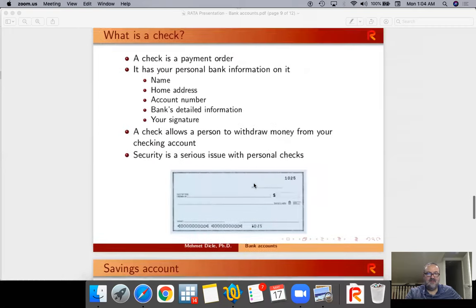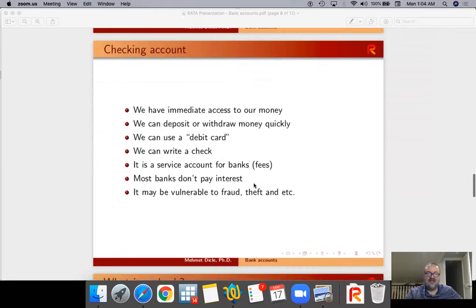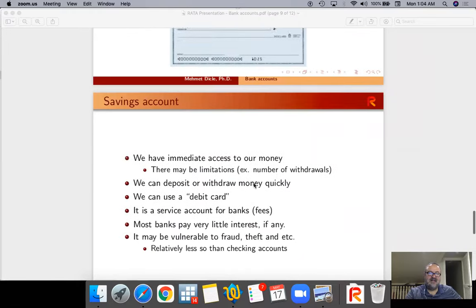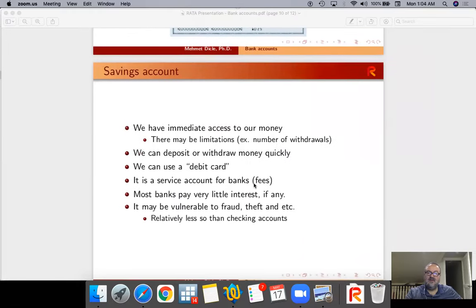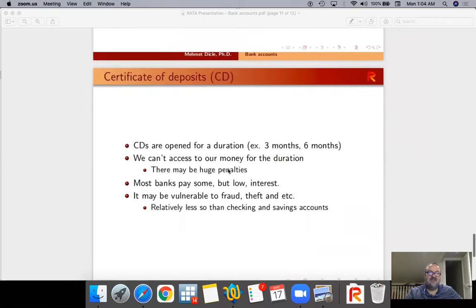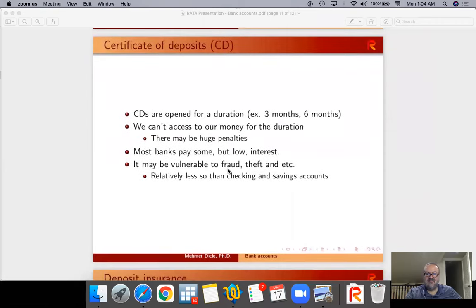So we talked about 3 different kinds of accounts: checking accounts, which offer immediate access, but you're giving up safety and security; savings accounts, slightly safer, and you still have immediate access, but you're not writing checks against it, though you could also have a debit card connected to it; and a certificate of deposit, which is definitely not immediate access. It is a long-term investment account in a way.